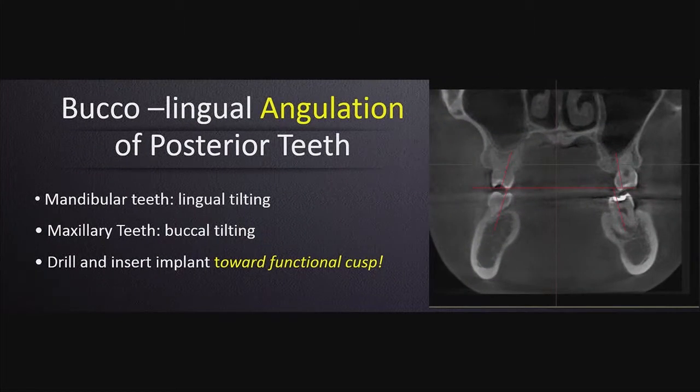Now we know the position of the implant in buccolingual. What about angulation? If you look at the sagittal view from the cone beam CT, you can see that teeth are not straight or perpendicular to the ground floor. The mandibular teeth are tilted lingually, and the maxillary teeth are tilted buccally. So when we drill or when we insert the implant, we should face the drill toward the functional cusp side. In the maxilla, we drill toward the palatal root, and in the mandible, we drill toward the buccal cusp of the molar area.